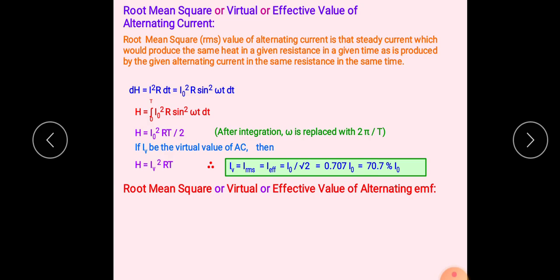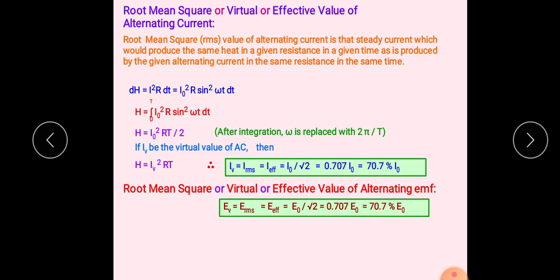Now the root mean square or virtual or effective value of alternating EMF is E naught by root 2 or 0.707 E naught, and again 70.7% of the peak value.